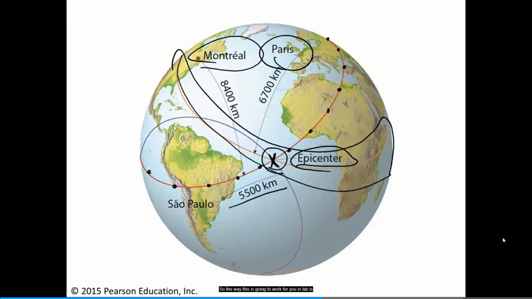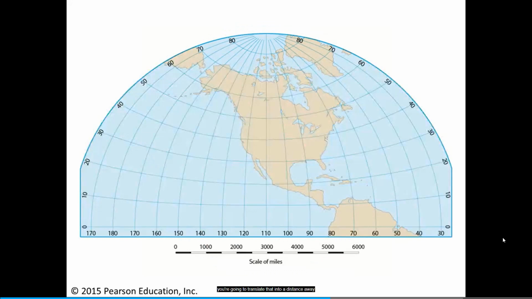So the way this is going to work for you in lab is after you calculate what the difference is in the arrival time of the P waves and the S waves, you're going to translate that into a distance away from the earthquake's epicenter, and then you're going to plot that information on a map that looks like this.